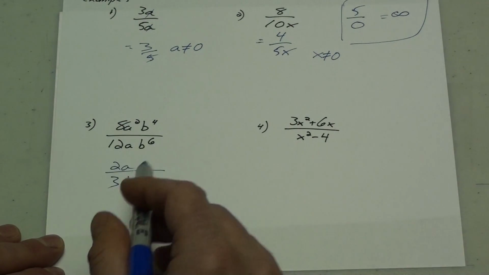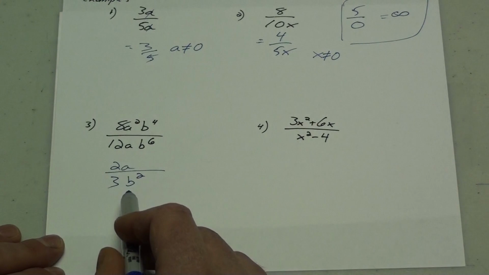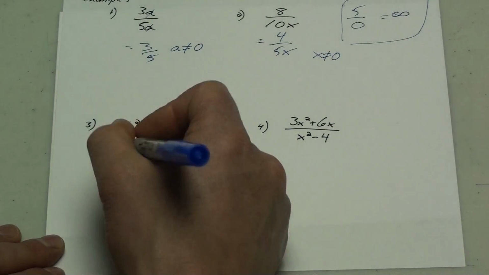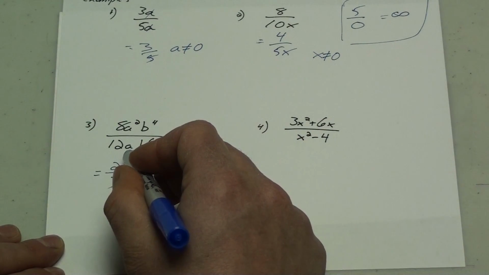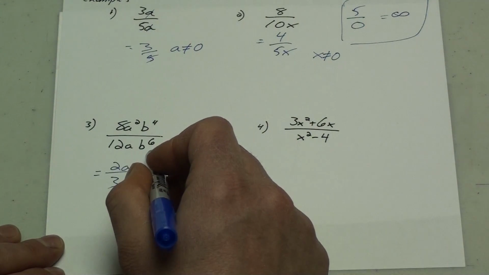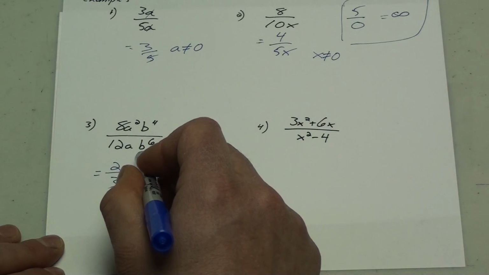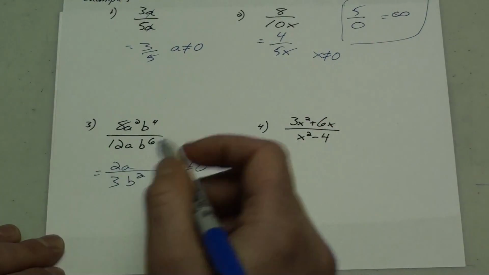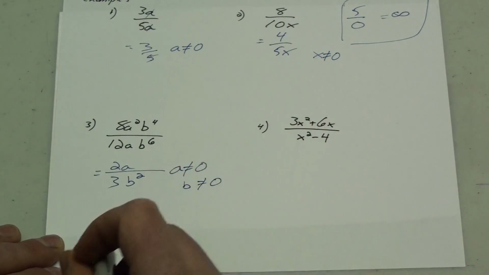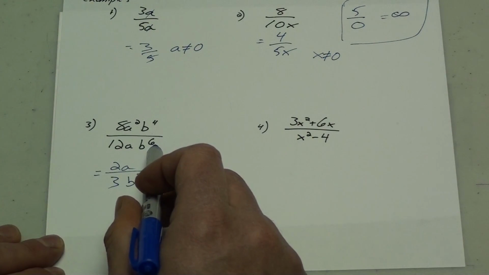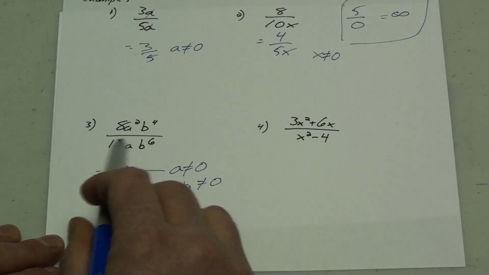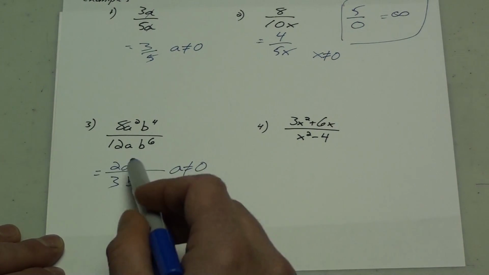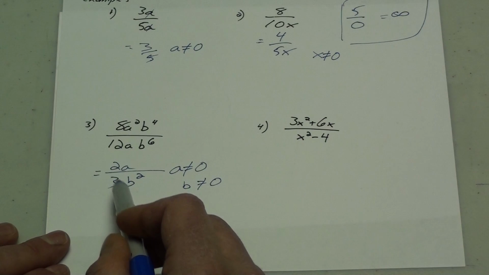Now again, I got to state my restrictions. Are there any values that would make at any point my denominator, my bottom of my fraction, go to 0? And up here, if I had a value of 0, the whole thing would equal 0. 12 times 0 times whatever b is, doesn't matter. Anything times 0 is 0. So a is not allowed to equal 0, because it makes my bottom go to 0. Same as my b value. B can also not equal 0, because I'd have 0 to the exponent of 6, which would make the whole bottom go to 0. So I have my 2 restrictions. A cannot equal 0 and b cannot equal 0 in my reduced, as I simplified my rational expression.